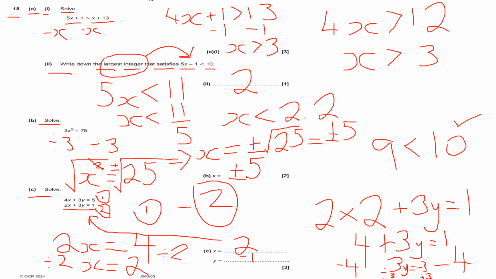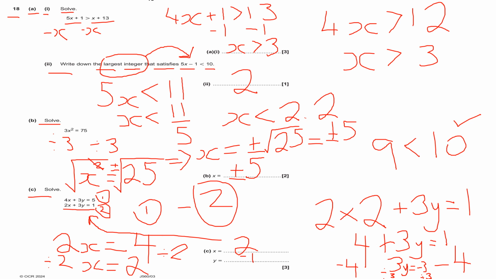Again, for higher and foundation, the key with this topic is that you want to make the coefficients of one of the letters the same number. If the signs are the same and it's the same number, then you subtract the equations. If the signs are different and it's the same number in front of that coefficient of x or y, then you add both equations to eliminate it. That's how we solve a pair of simultaneous equations.